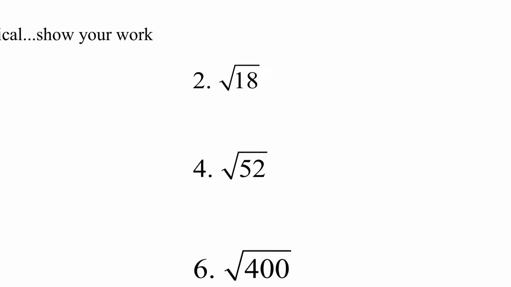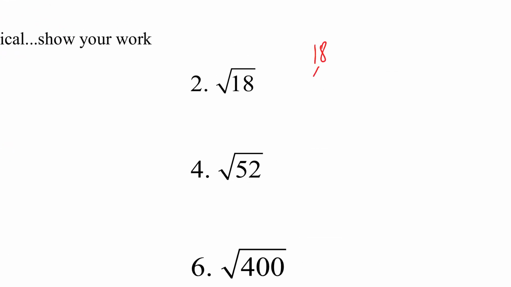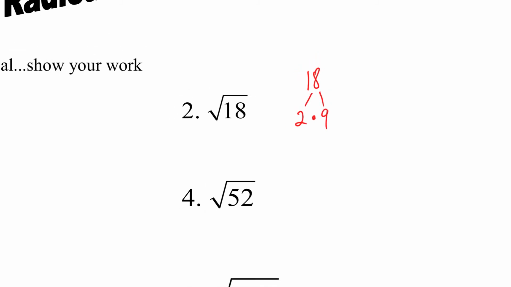Number 2, square root of 18. So how does 18 break down? 2 times 9 is one way. What's another way? How else could you break down 18? 3 times 6. Again, we could put 2 times 9 here or 3 times 6. We're going to end up at the same place. I cannot break down a 2, so I'm just bringing that straight down. How does a 9 break down? 3 times 3.